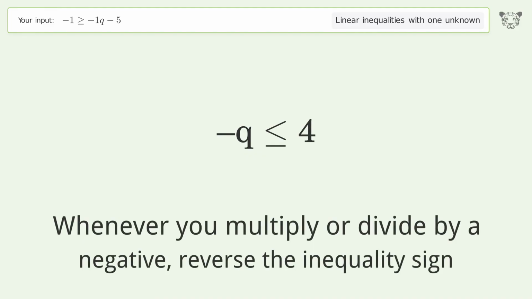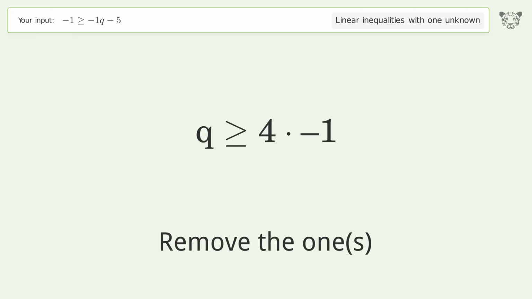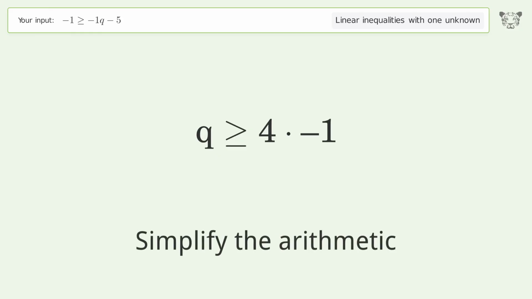Whenever you multiply or divide by a negative, reverse the inequality sign. Remove the ones. Simplify the arithmetic.